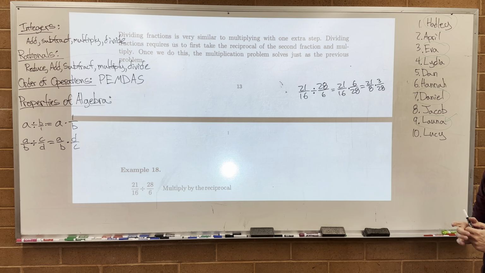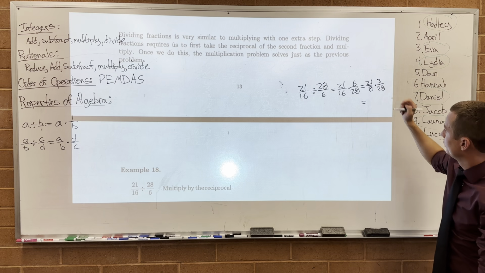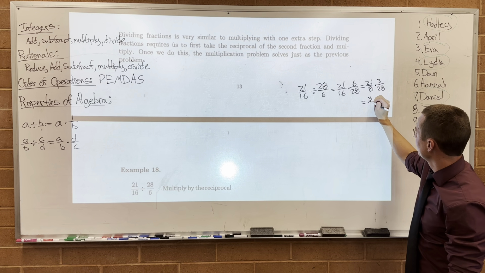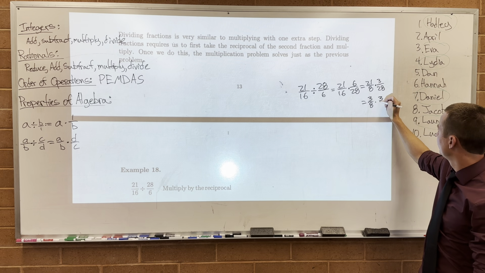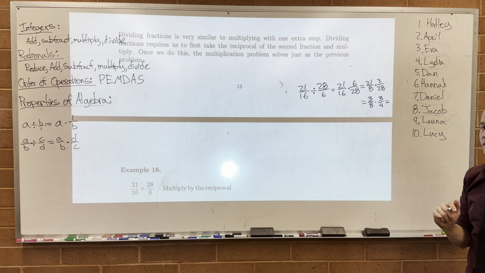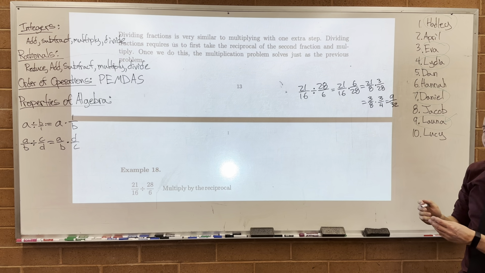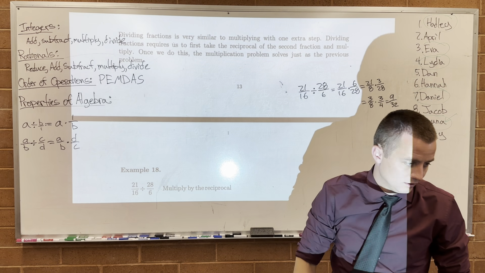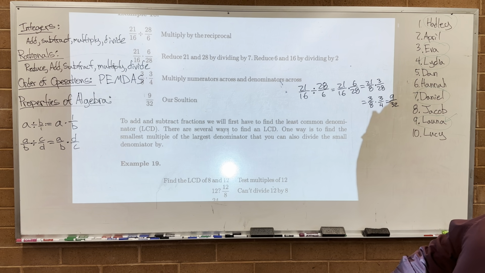Can we see anything else? 7. So this is equal to, how many times does 7 go into 21? 3. So 3 eighths times 3 over, how many times does 7 go into 28? 4. And now we can solve that. It's? 9. 9 over 32. Fantastic. 9 over 32. Okay.